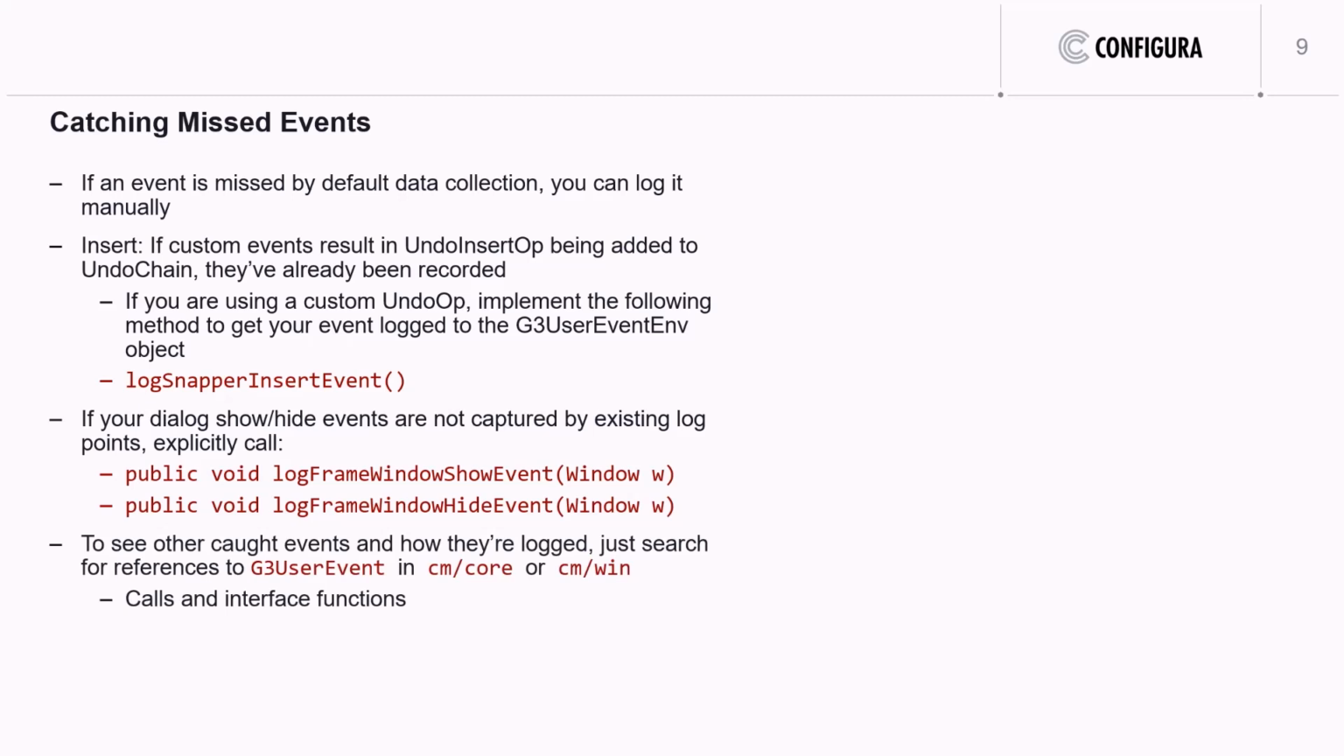There are lots of cases all throughout CET to see what events are logged and how they're logged. You can just look at these and see how they're being handled and what specifically is being logged by searching for G3 user event. You can search anywhere in CM Core, CM Win. This is just if you would like to explore how they are doing it, how it is being recorded, and see what the available interfaces are. This is a good jumping-off point after this webinar if you are curious about more events down in there.